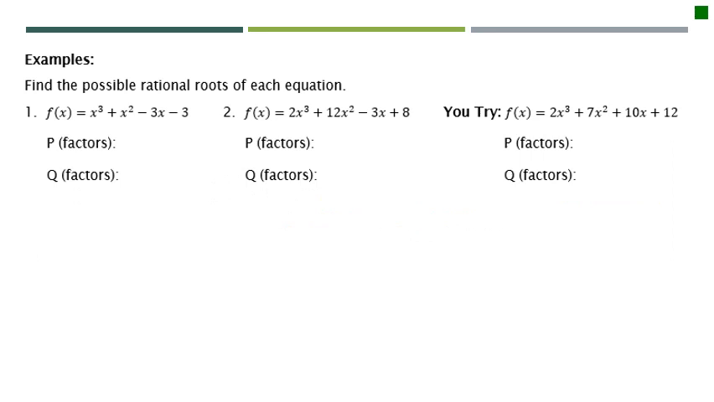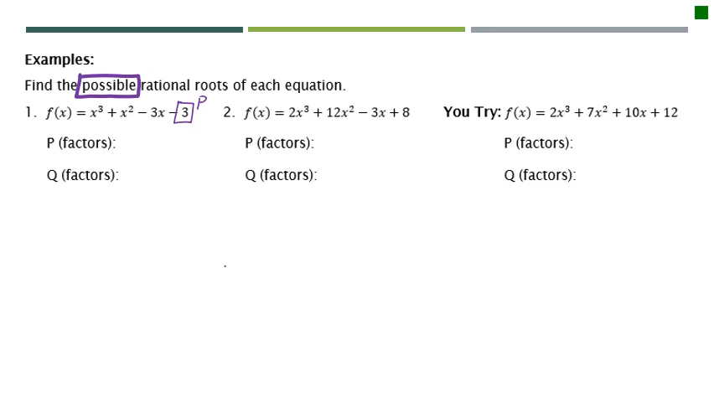When it asks us to find the possible rational roots of each equation, it's not asking us to actually figure out which ones work. It's just asking us for a list of the possibilities. So what I want to do here is list out the factors of p. Remember that p is the last number, or the constant number. It has to be a number with no x. And the factors are just all the numbers that you could divide out of that number.